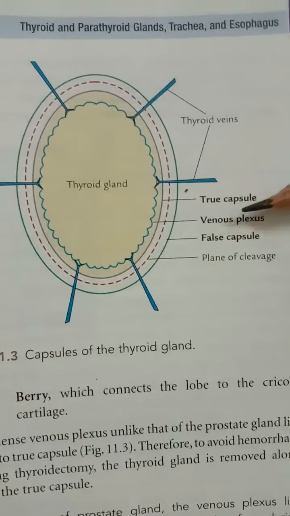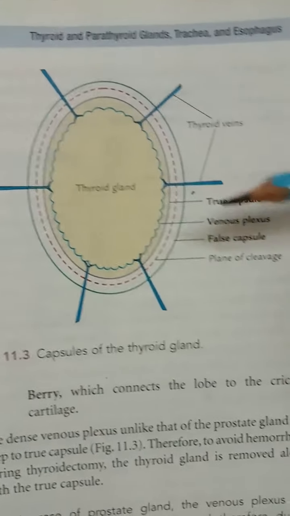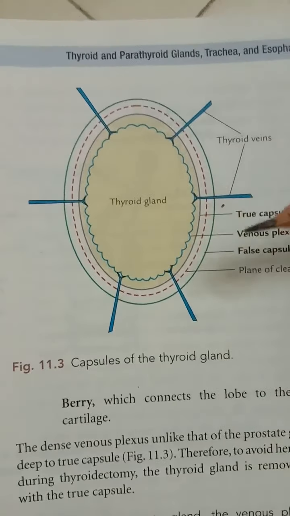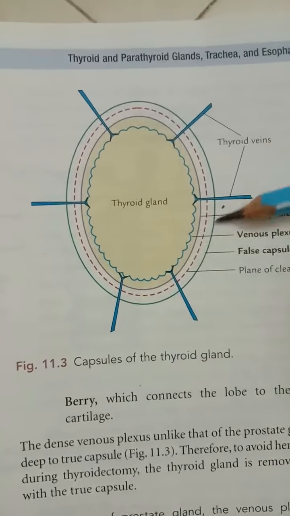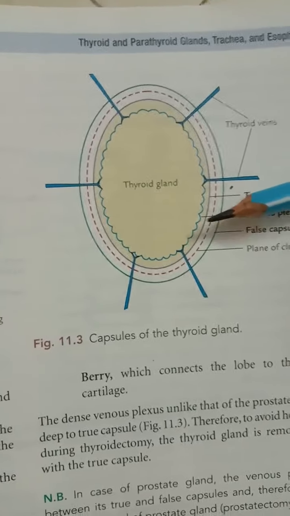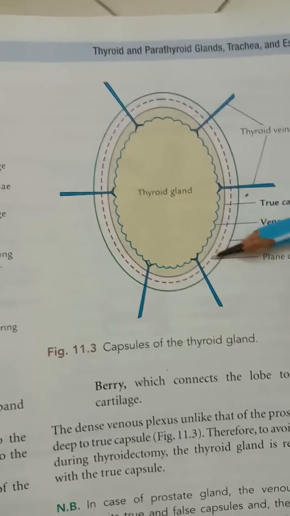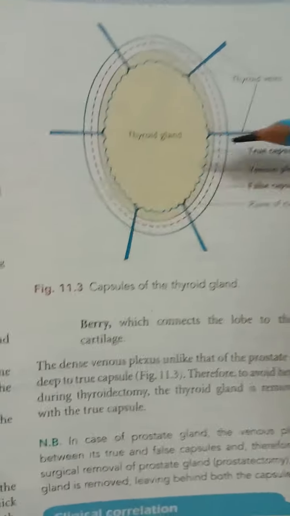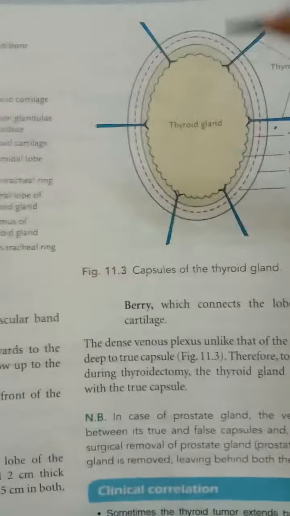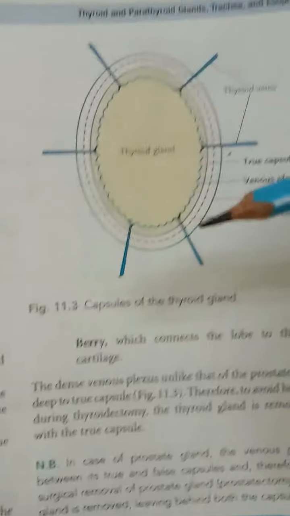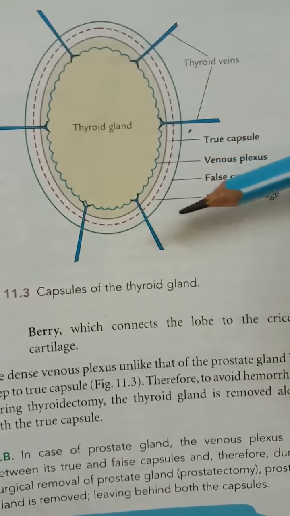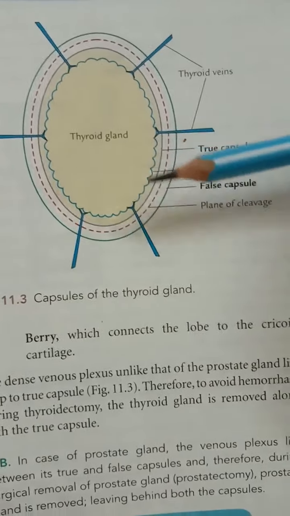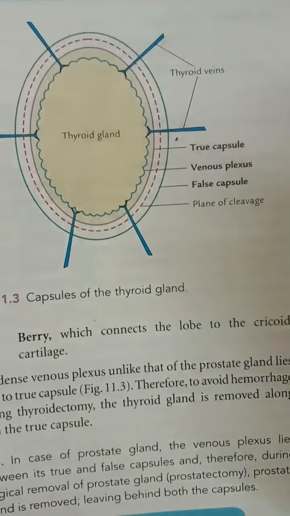The true capsule is formed by the peripheral condensation of the fibrous stroma. Then the false capsule is derived from the splitting of the pretracheal fascia. And the features of the false capsule are that it is thin along the posterior border of the lateral lobe, and it is thick on the medial surface of the lateral lobe.